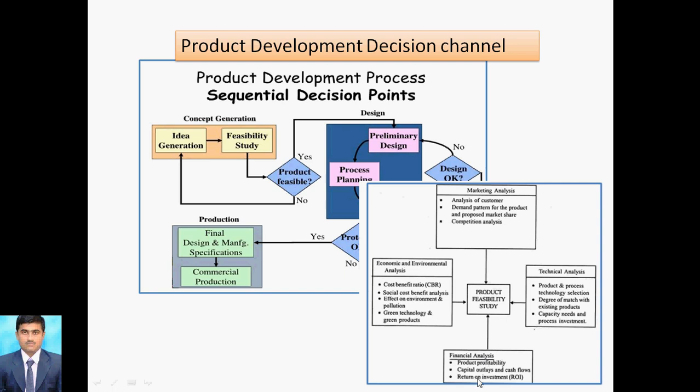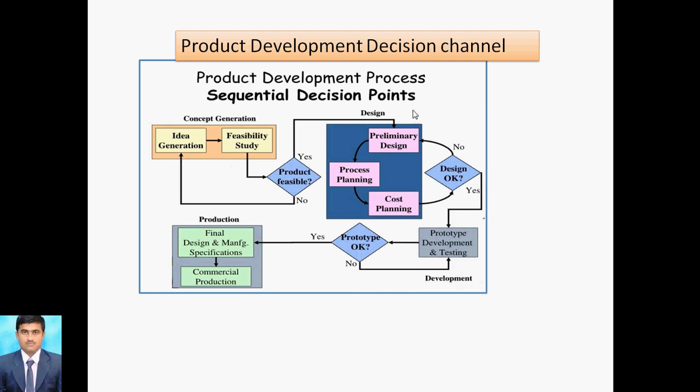Then financial analysis. First of all, we see the ROI, that is return on investment. Then that is product profitability. Next is economic and environmental analysis. So what is the impact on the environmental side? We can check the effects like environment and pollution. Then social and socio-economic problems we can solve here. So this type of analysis is carried out in a feasibility study. Now if it is okay, then we go for preliminary design.